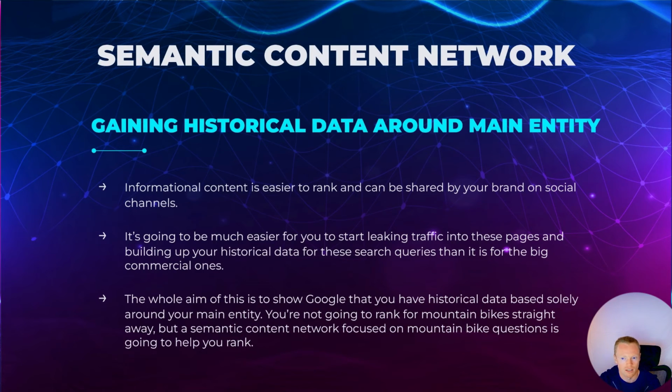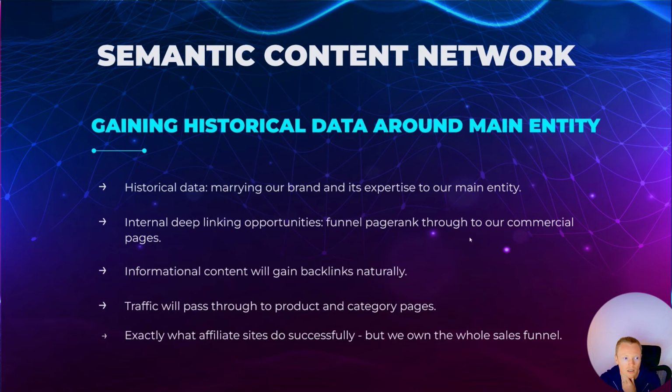The whole aim of this is to show Google that you have historical data based solely around that main entity. Like I said, you're not going to rank for mountain bike straight away, but a semantic content network focused on mountain bike questions is going to help you rank. And that's for two main reasons. Firstly, again, like we've said, the historical data that we're building up, we're marrying our brand and expertise to that main entity that we focus on.